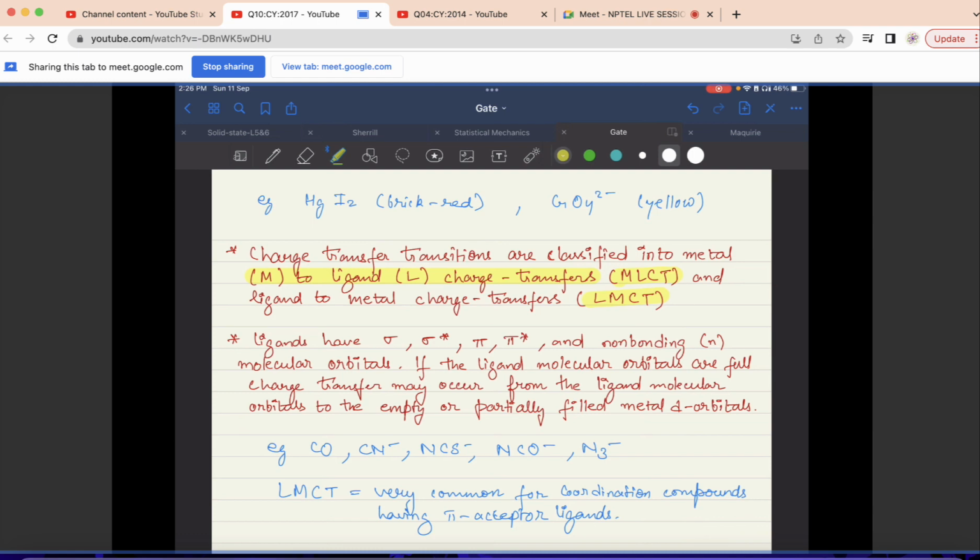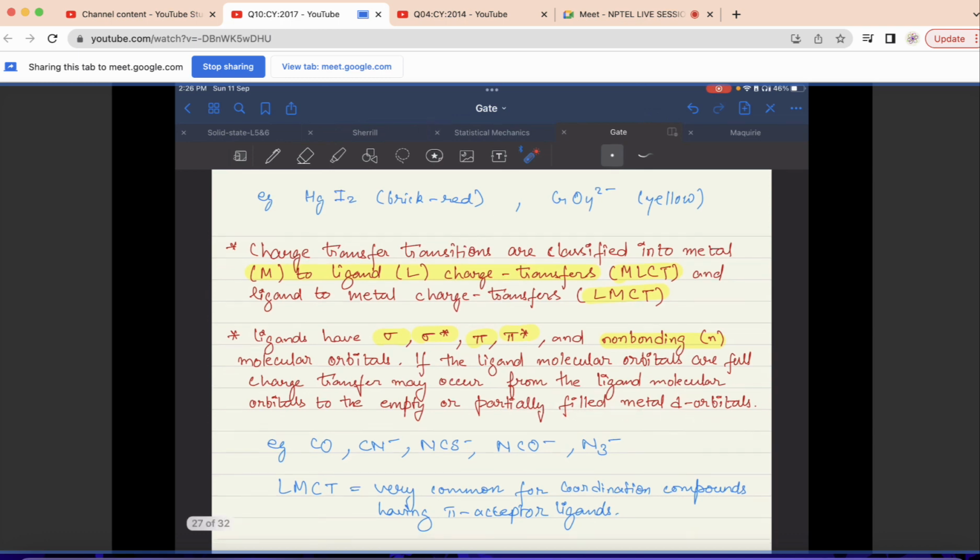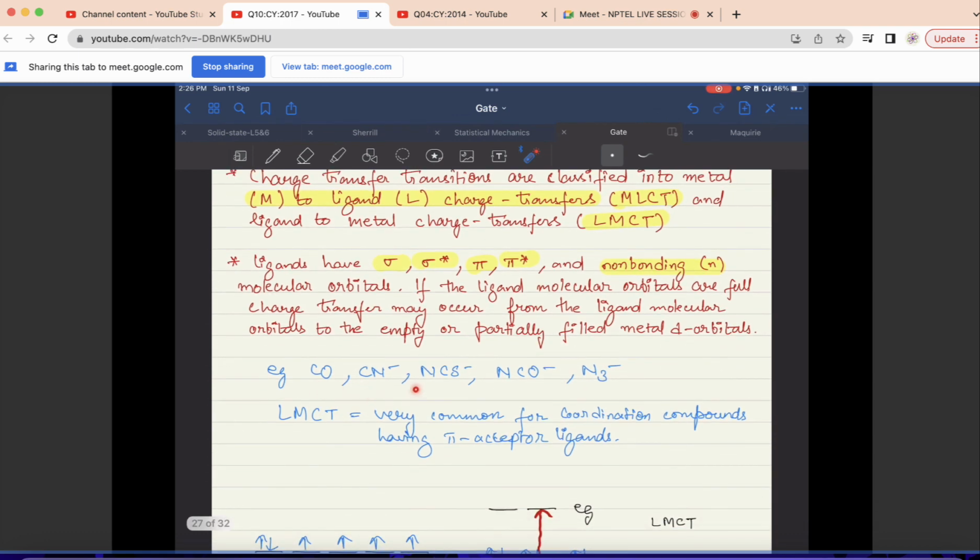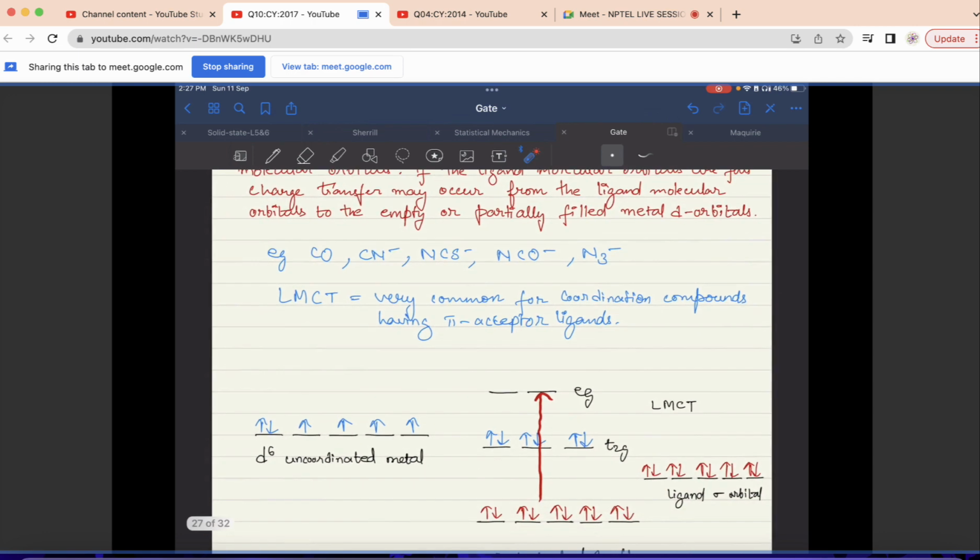So the ligand actually has sigma antibonding, pi antibonding type of orbitals, and also non-bonding molecular orbitals. If the ligand molecular orbitals are full, the charge transfer may occur from the ligand molecular orbital to the empty or partially filled metal d orbital. For some examples I have given here, LMCT is very common for coordination compounds having pi acceptor ligands. So these are examples of pi acceptor ligands.